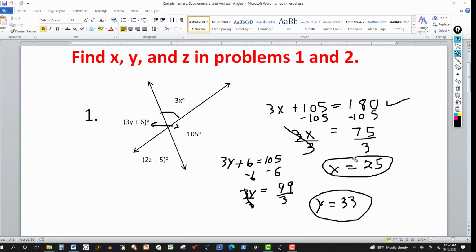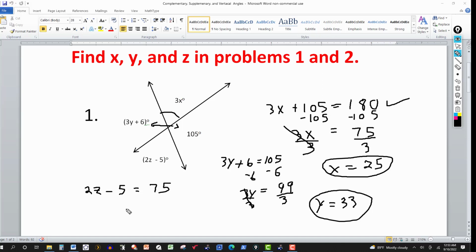Or since I already know the value of x, I could do it this way also. I know that 2z minus 5 and 3x are vertical angles, so they're equal. So I could just say 2z, and I'm leaving the degree out because we're just finding the value of x here. So here I can say 2z minus 5 is equal to 3x. I want a number though. I know that x is 25, so I could just say instead of 3x, I can say that's 75.